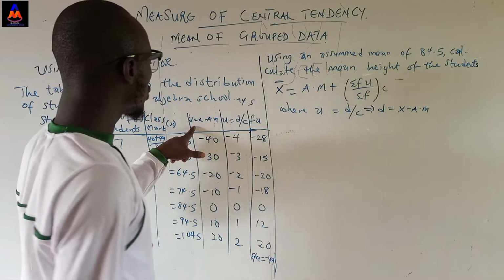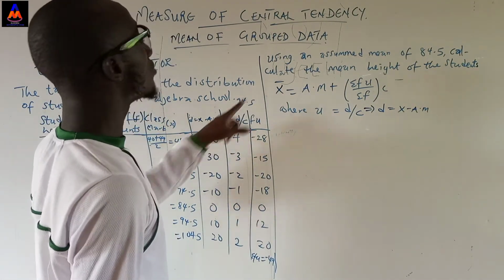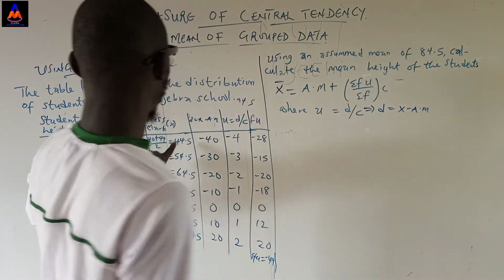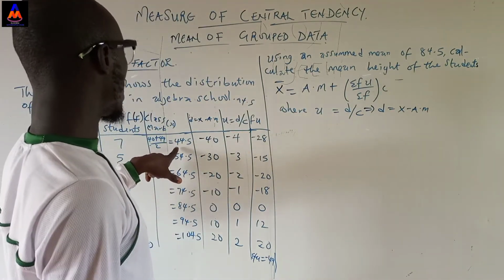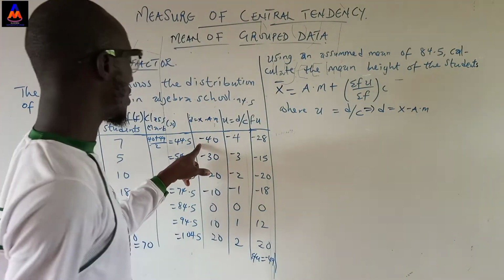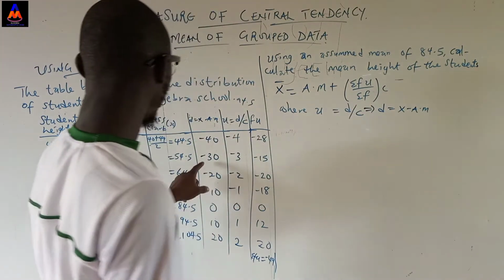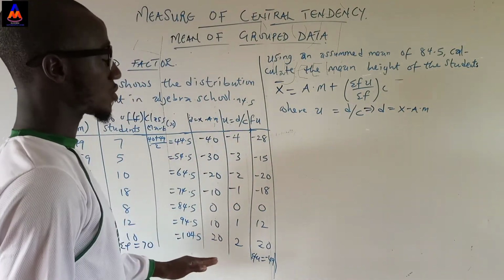We've gotten our deviation, which is the subtraction of the mean given to us from each of the class marks. That is, we are given 44.5 as the class mark minus 84.5, that gives minus 40. 54.5 minus 84.5, that gives minus 30, and so on and so forth.